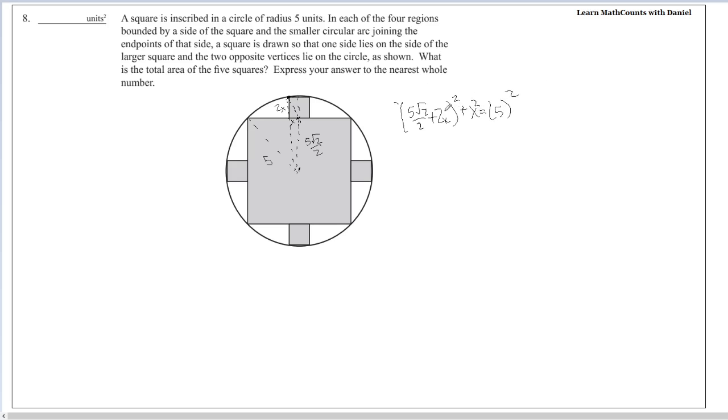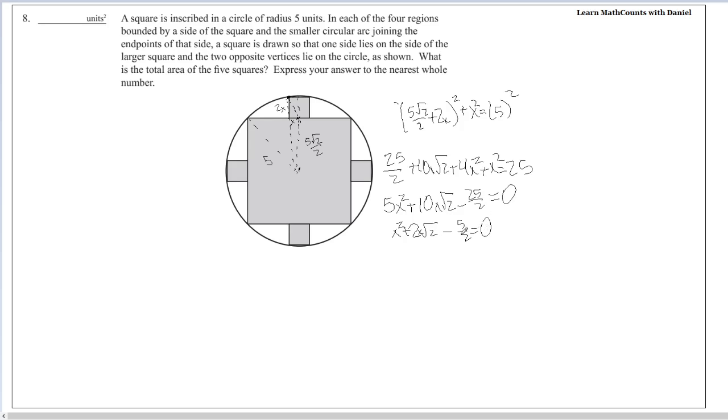Now let's expand this using FOIL. We have 5 root 2 over 2 squared, which is 25 over 2. We have 5 root 2 over 2 times 2x, which is 5x root 2 times 2, so we have 10x root 2. And then we square this last term to give us 4x squared, plus x squared equals 25. We can add these x squareds together and subtract 25 from both sides to give us a quadratic equation that looks something like this. If you notice, we can divide by 5 to simplify calculations.